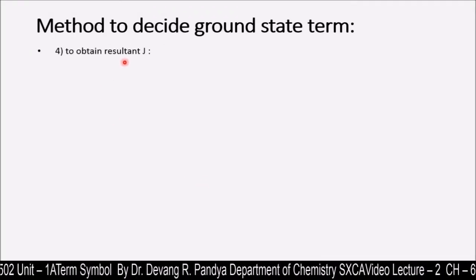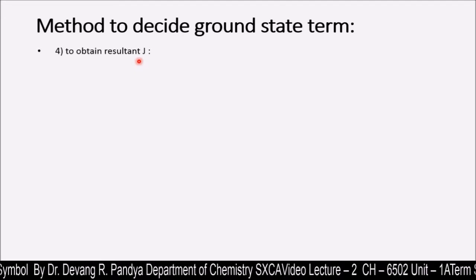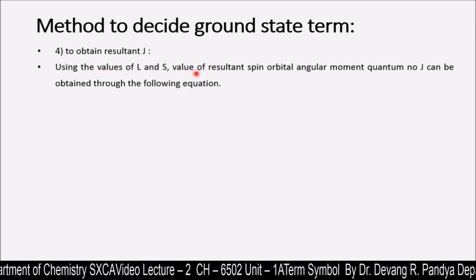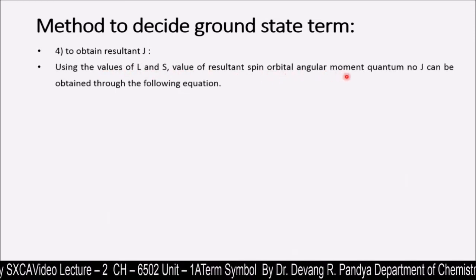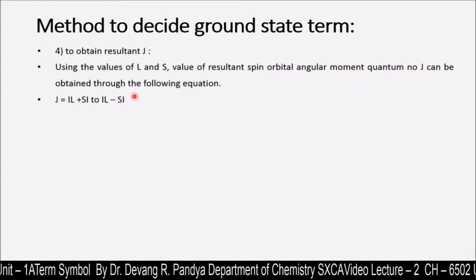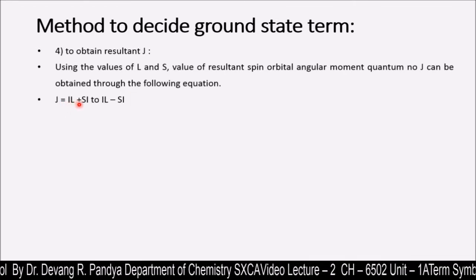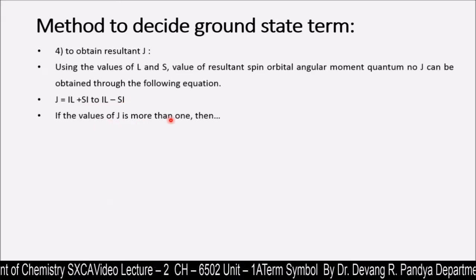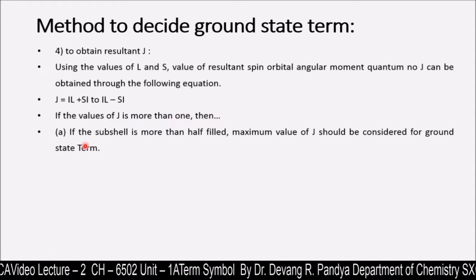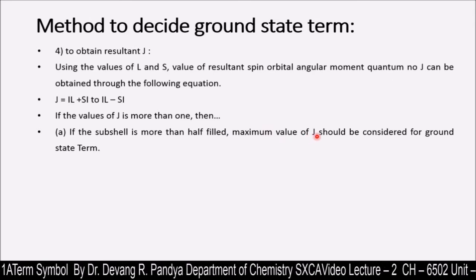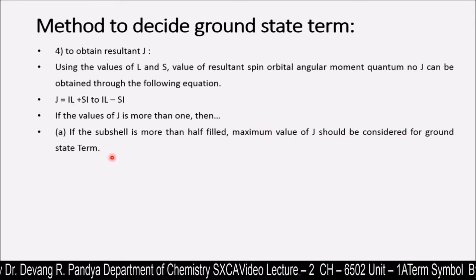Now step 4, to obtain the resultant value of J, that will decide the end step for our term symbol. Using the values of L and S, the value of the resultant spin orbital angular momentum quantum number J can be obtained through this equation: J is equal to L plus S to L minus S. If the value of J is more than 1, then first point, if the subshell is more than half filled, the maximum value of J should be considered for the ground state term symbol.